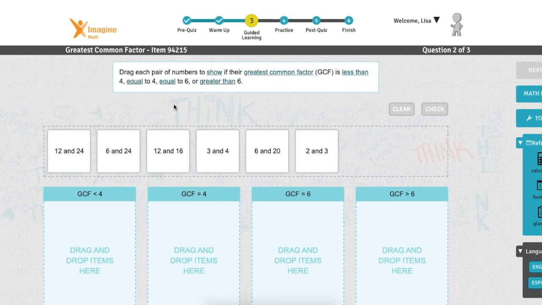The next question says to drag each pair of numbers to show if their greatest common factor is less than 4, equal to 6, or greater than 6.